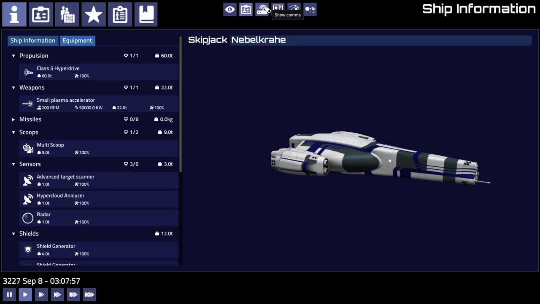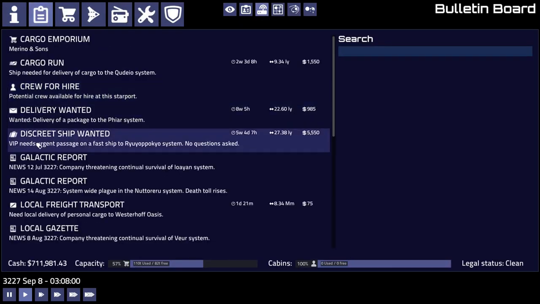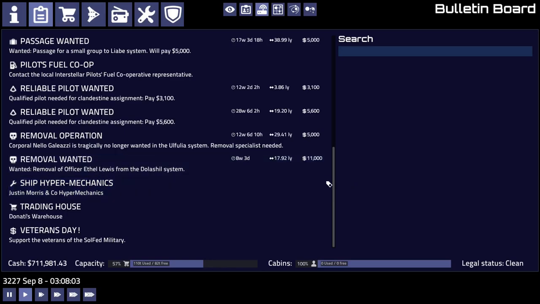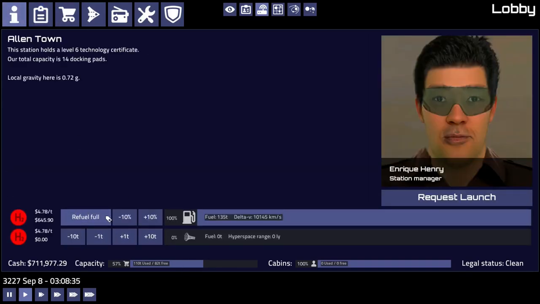Okay, so today at Allentown, there are not only one, but two of these removal missions, two of these assassination, elimination missions. We've got one for Officer Ethel Lewis in the Dolashiel system, and one for Corporal Nello Galezzi in the Ulfulia system. And Ethel Lewis here is a little more expensive, so she is probably the one we're gonna wanna take.